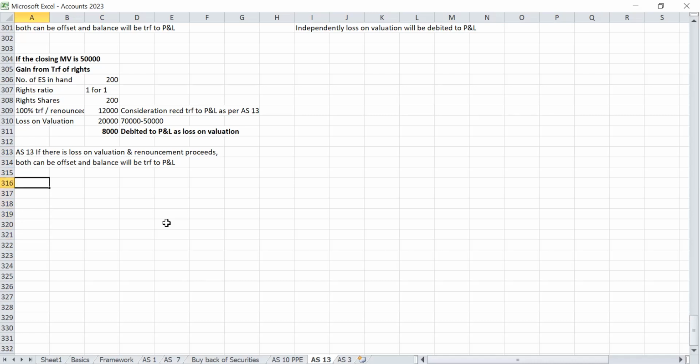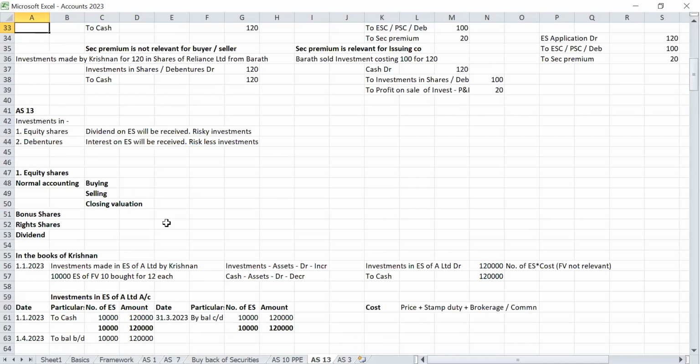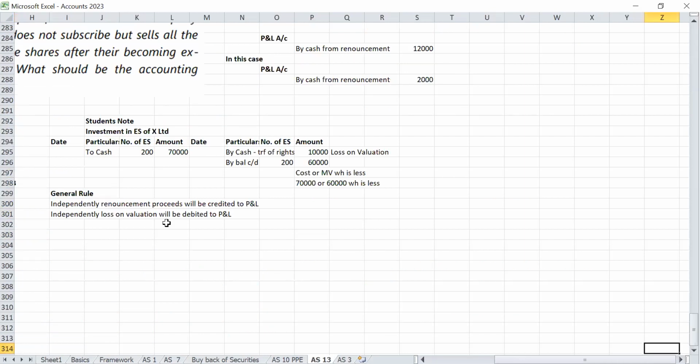After class, revise and practice. As I already told, investments are of two types: investment in equity shares and investment in debentures. Investment in equity shares covers normal accounting (buying, selling, closing valuation), bonus accounting, rights accounting, and dividend accounting. There are 4 parts we have completed. So now we are proceeding to investment in debentures.